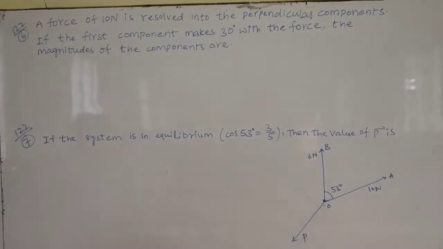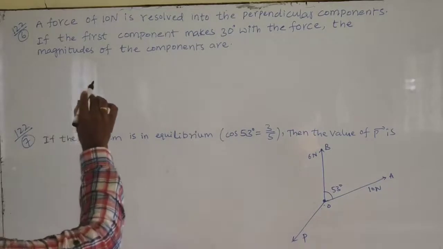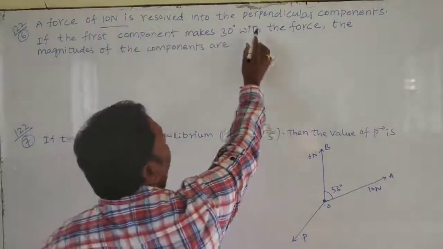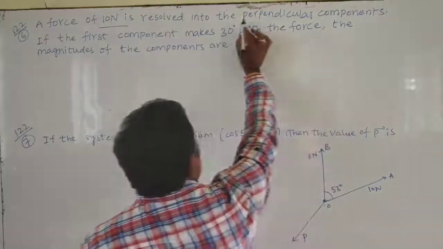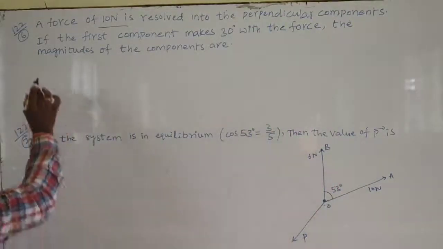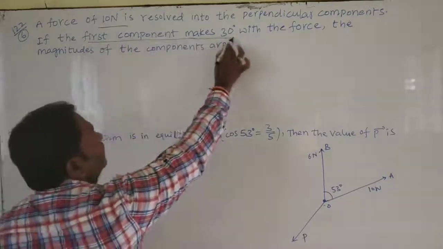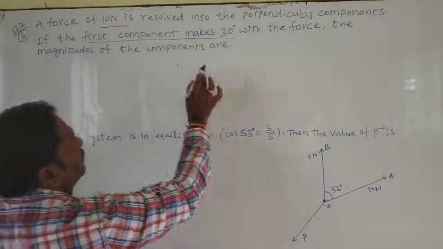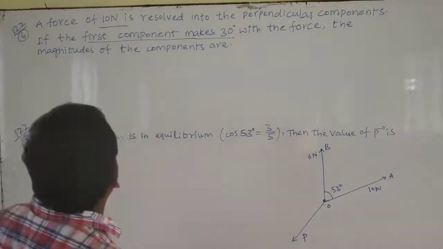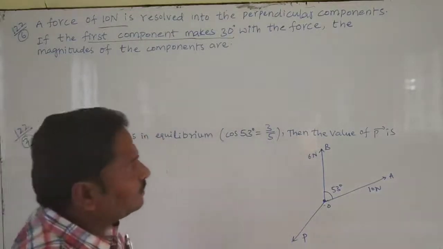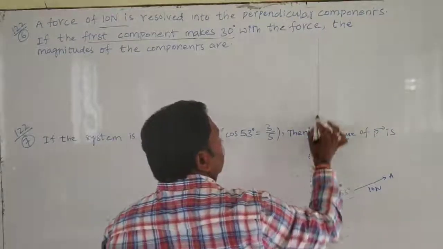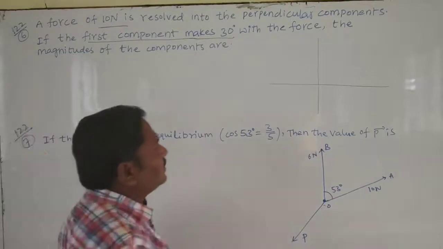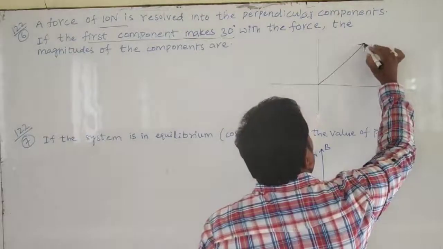So the first problem: a force of 10 newtons is resolved into two perpendicular components. The first component makes 30 degrees with the force. Find the magnitudes of the components. Let's say this is the x-axis and the y-axis, and this is the resultant force F.